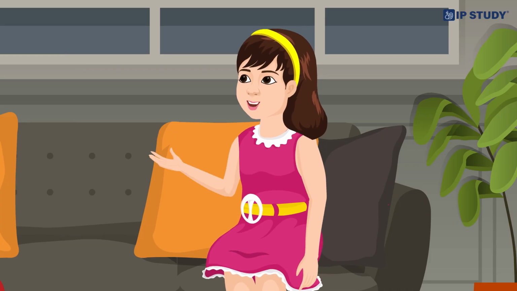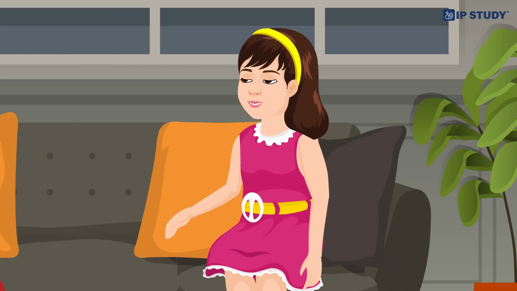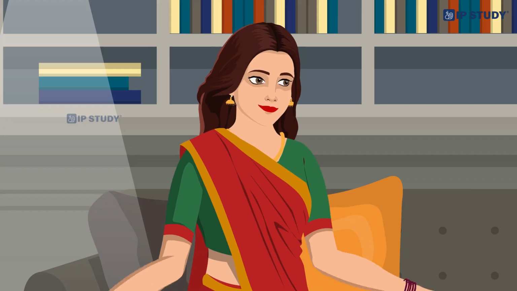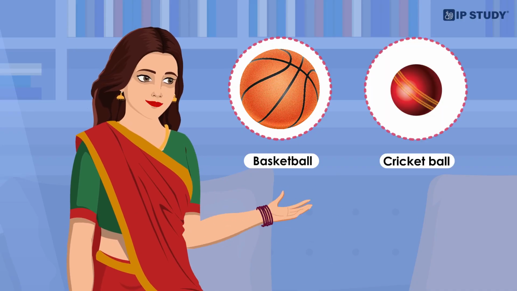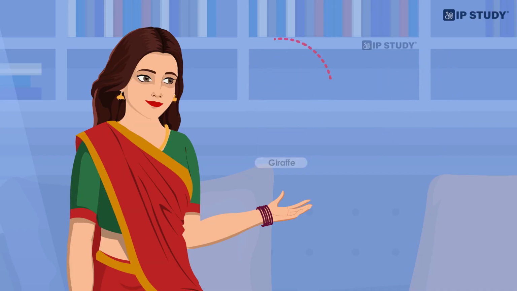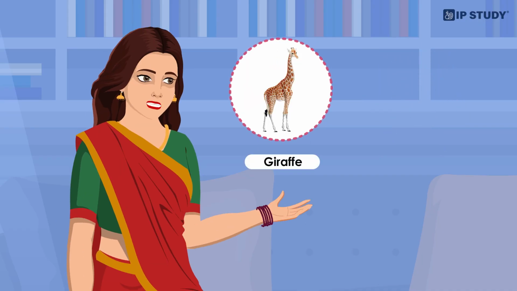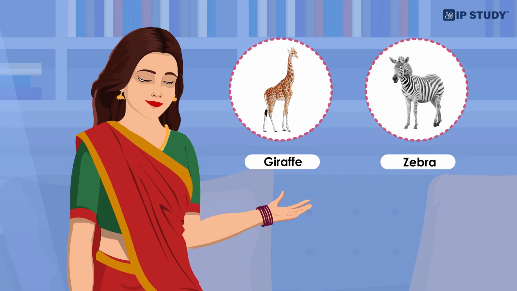Mom, can you give me more examples of comparisons? Of course, Janvi. Here are some examples. A basketball is bigger than a cricket ball. A giraffe is taller than a zebra.